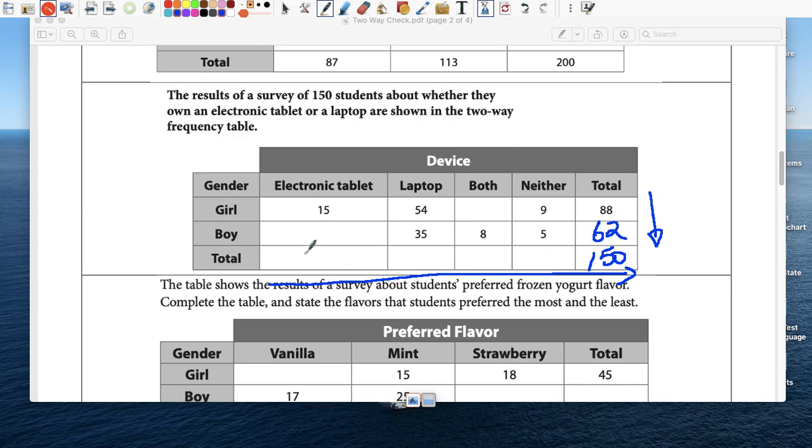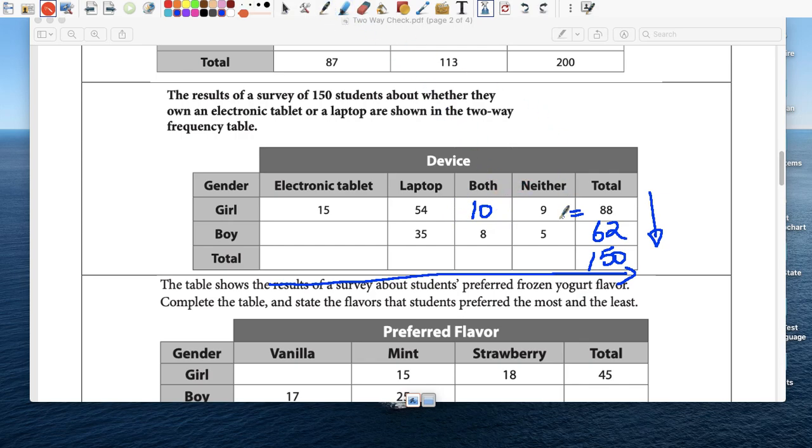So we're talking about gender, if you're a girl or boy, and if you use a tablet, a laptop, both, or neither. Okay, so you can have more than one answer on the top. So I know that 15 girls use the tablet, 54 use the laptop. We don't know the number who use both, but I know that 15 plus 54 plus both plus neither is 88. So all these numbers should give 88. And then we can just subtract, right? 88 minus 15 minus 54 minus 9, and the missing number is 10. Right? So that makes our life super much easier.